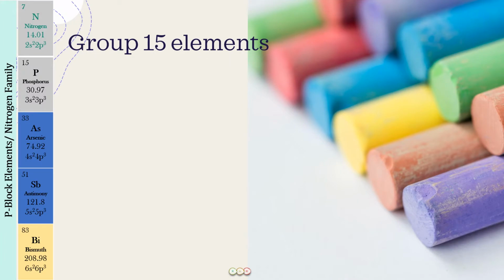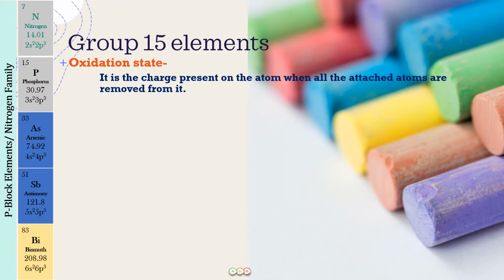Now, before we begin with a detailed discussion on the oxidation states of the group 15 elements, it should first of all be very clear to you what we mean by oxidation state. Oxidation state we calculate for a particular element in a compound or a particular atom in a molecule, and this is defined as the charge present on the atom when all the attached atoms are removed from it.